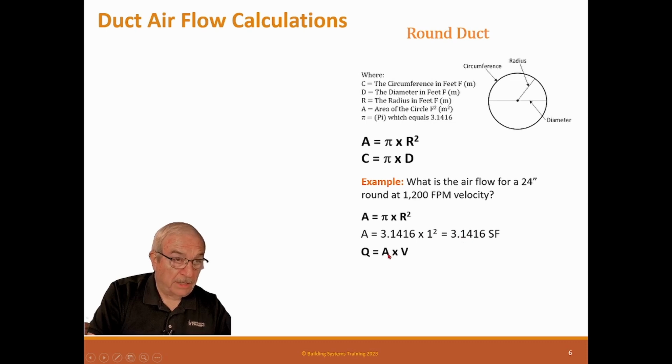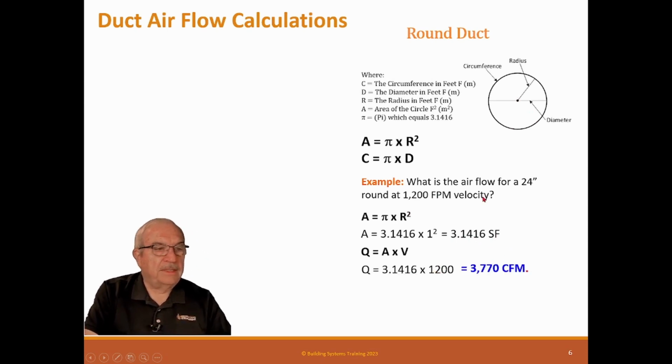And then we take that equation before, Q equals A times V, which would be 3.1416, which is the square feet of our 2 foot duct, times 1,200 feet per minute. And that equals 33,770. And by the way, a round duct is a much more efficient duct than a square duct.